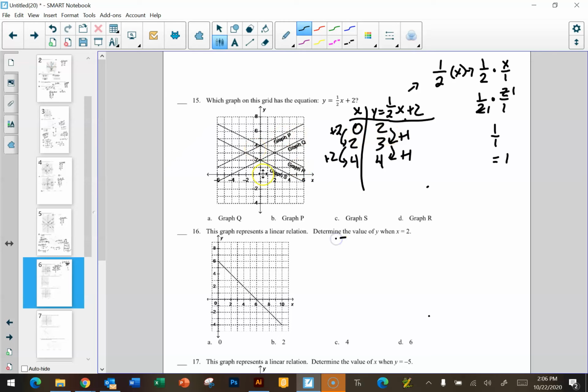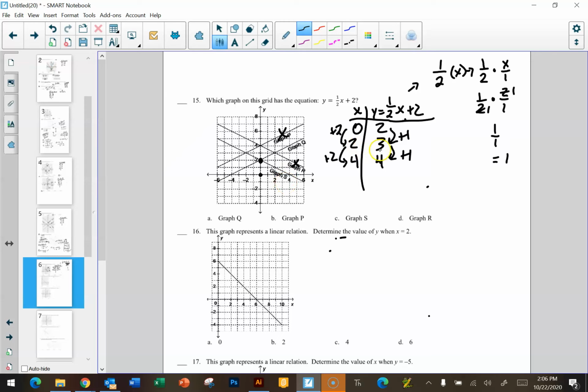0 for x, where's our 0, 0? Right there. 0 for x, and then plus 2 is right there. So we know it's not p, and we know it's not r. It can only be q or s. Let's check the next point, and we'll have an answer.